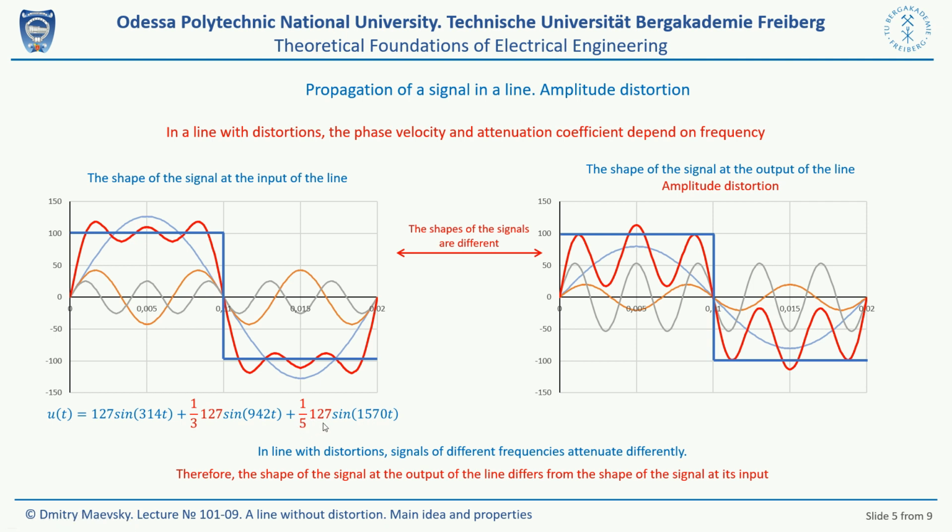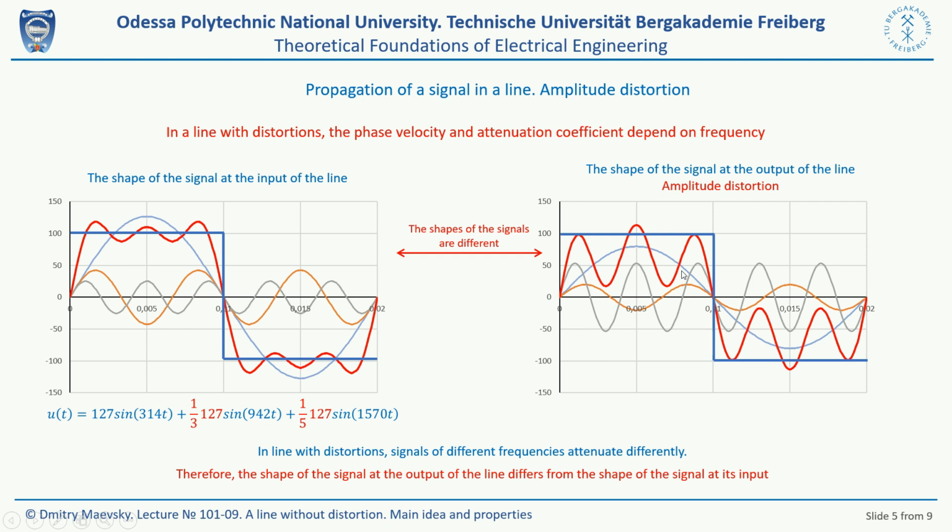However, at the output of the transmission line, we will also get a rectangular pulse, but only if the amplitude of the third harmonic is 3 times smaller and the amplitude of the fifth harmonic is 5 times smaller than the amplitude of the first main harmonic.